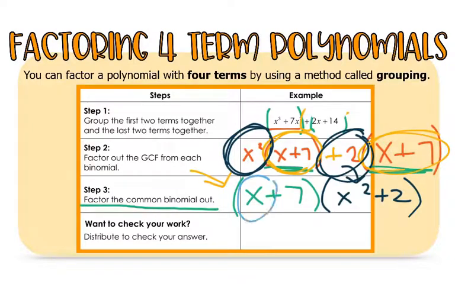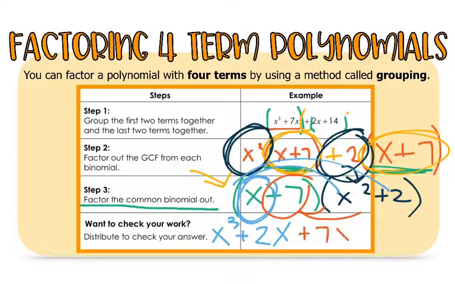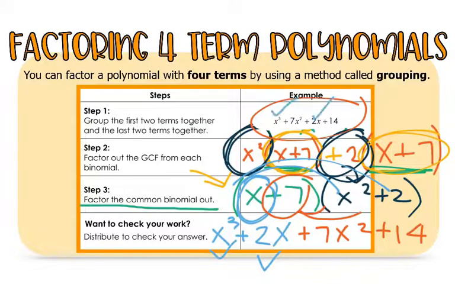So let's do that. If I take x, this first term, and distribute it to both these others, I would get x cubed plus 2x. Now I'm going to take this plus 7 and distribute that to the others, and I would get 7x squared plus 14. And does that match the original problem up here? Yes, it does. I have x cubed plus 2x, and it's just a little out of order.